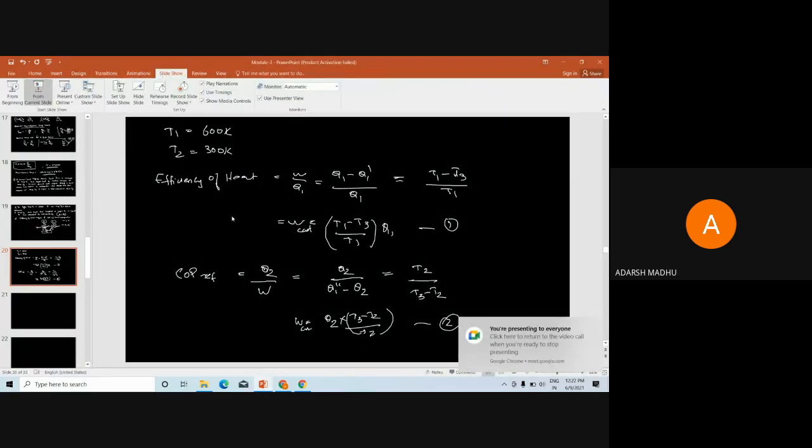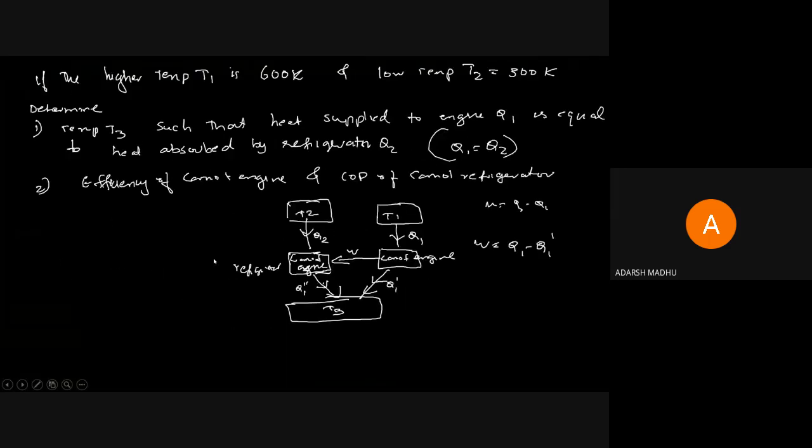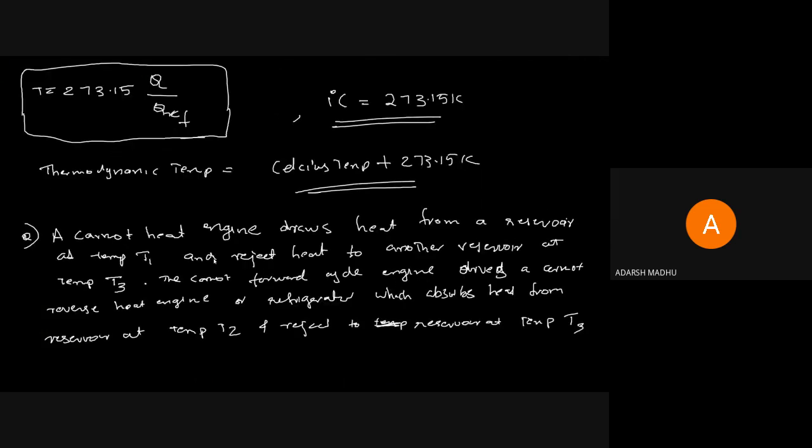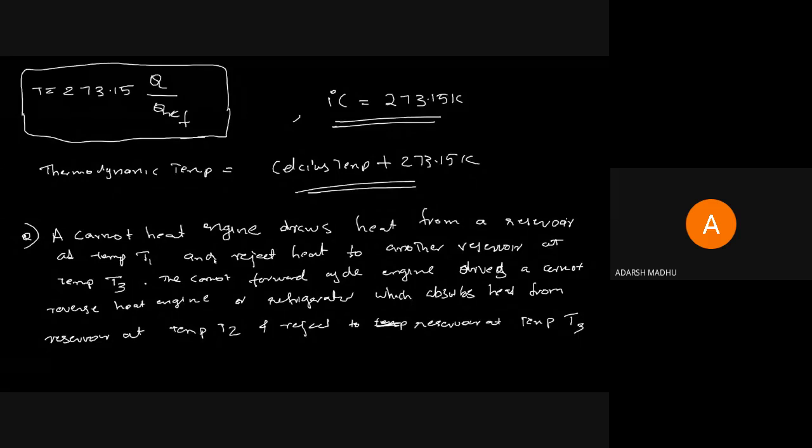So this was the problem we started last class. The problem is a Carnot heat engine draws heat from a reservoir at a temperature T1 and rejects heat to a reservoir at T3.